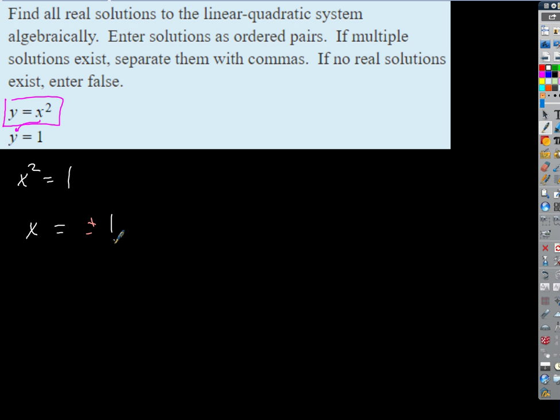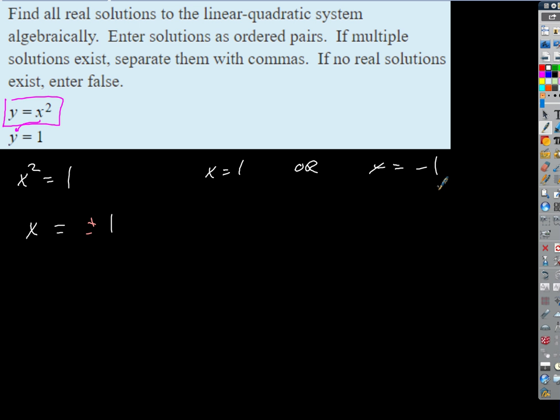Oh my goodness. So yeah, remember the rule. When you square root both sides of an equation, you have to include plus or minus, right? So we get two solutions. We get x equals 1 or x equals negative 1.